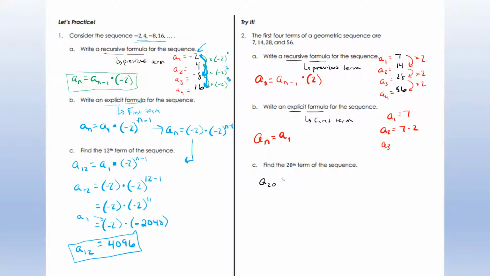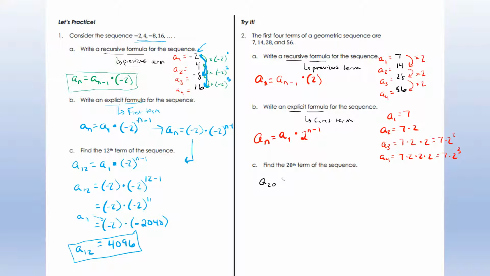If I want to know A3, I'm doing 7 times 2, and then times 2 again, which we know is 7 times 2 squared. If I want to know the fourth term, I'm doing 7 times 2 times 2, and then times 2 again. So that's 7 times 2 to the third power. So using the explicit formula, I'm taking that first term and I'm multiplying it by 2 to 1 less than the number that I'm looking for.